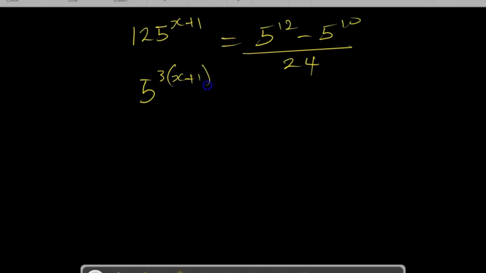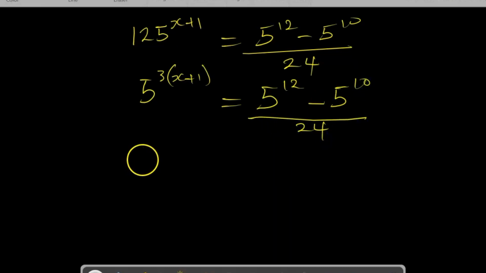Then we have x plus 1 here will be equal to 5 raised to the power of 10 minus 5 raised to the power of 10, everything over 24. So here we have 5 raised to the power of 3 times x is 3x plus 3 times 1, 3. Now let's factorize the right hand side.